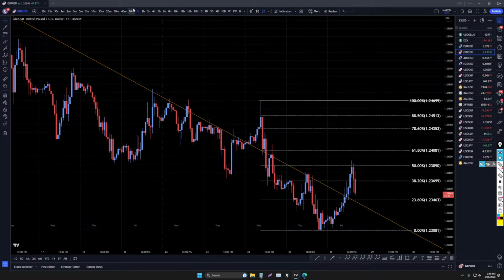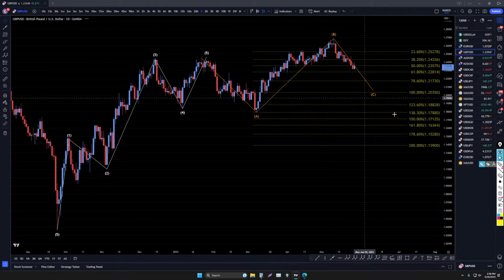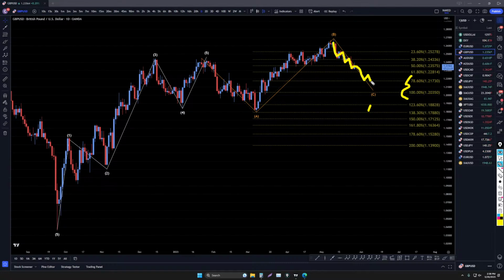So on the pound dollar, let's head back up to the daily time frame. The pound dollar is very similar to the euro dollar. I still think this is most likely a downtrend, could even be a wave C. Doesn't look to me like the trend is over. I think it's more likely to go down to one of these lower fib levels, probably eventually look something like that before it ends up continuing the uptrend.